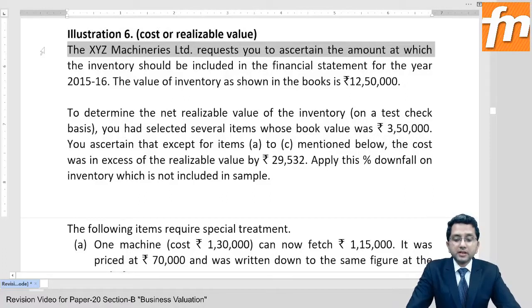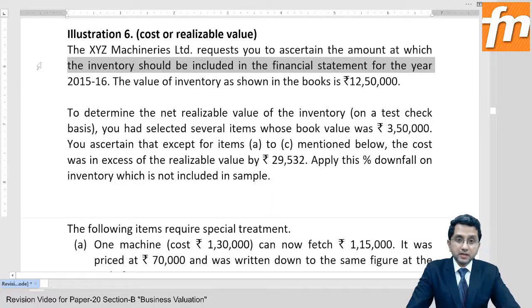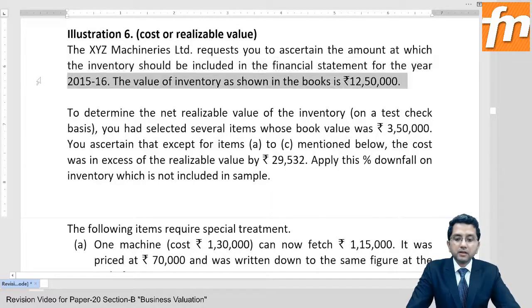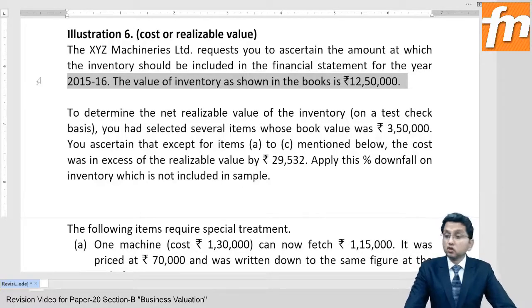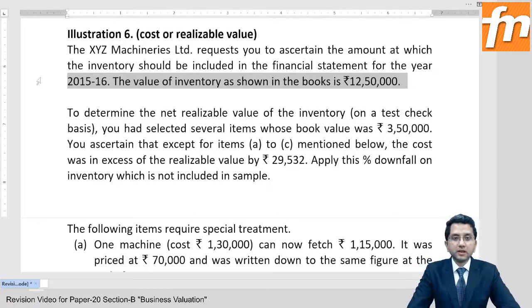XYZ Machinery Limited requests you to ascertain the amount at which inventory should be included in the financial statements for the year 2015-16. The value of inventory as shown in the books of accounts is rupees 12,50,000. Fantastic. 12,50,000 is the amount of inventory shown in books of accounts. This is the current book value. I'm not saying this is cost. I'm not saying this is realizable value. I'm saying this is the book value, because the book value may be either cost or realizable value.